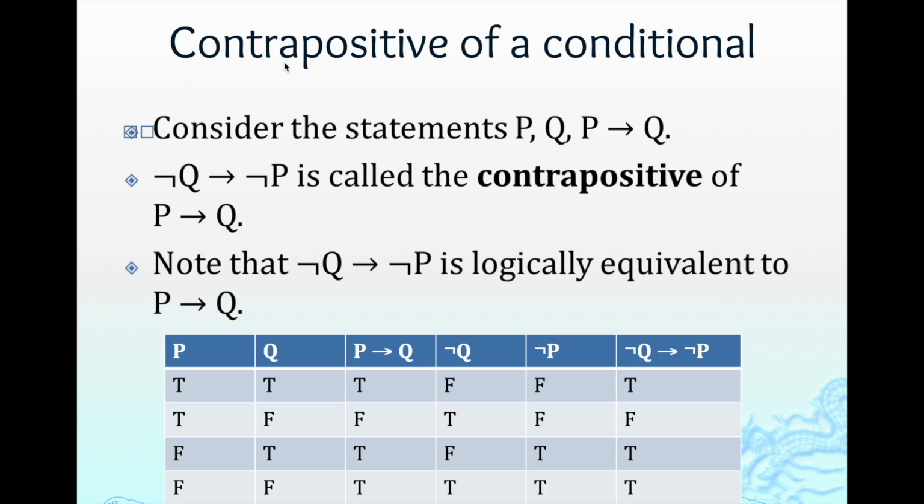Now let's consider a contrapositive of a conditional. Consider the statements P, Q and P implies Q. Not Q implies not P is called the contrapositive of P implies Q. Notice that these two statements are logically equivalent to each other just by showing the truth table of them here. So you can notice that both P implies Q and not Q implies not P have the same pattern TFTT here and TFTT here, so they match in every row. So they are logically equivalent.